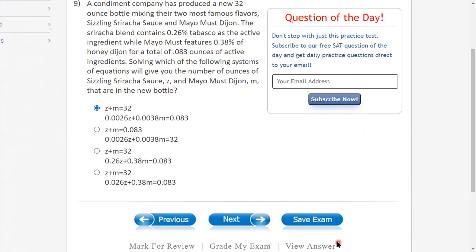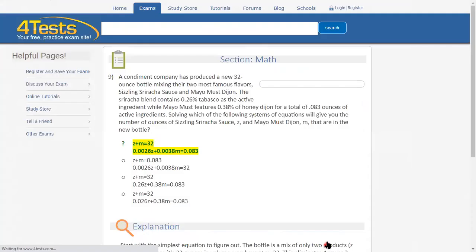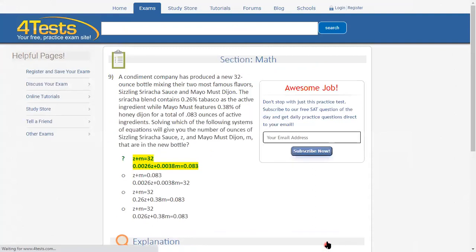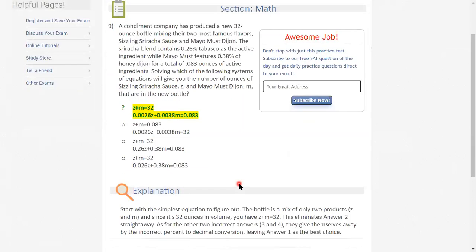So we have the option to view the answer. Excellent. The answer is absolutely correct because here you are doing the actual calculation. You are putting the values according to their percentages, their values, and their letters, which are Z plus M. 32 is also given, and you are getting the right answer. Anyhow, well done.